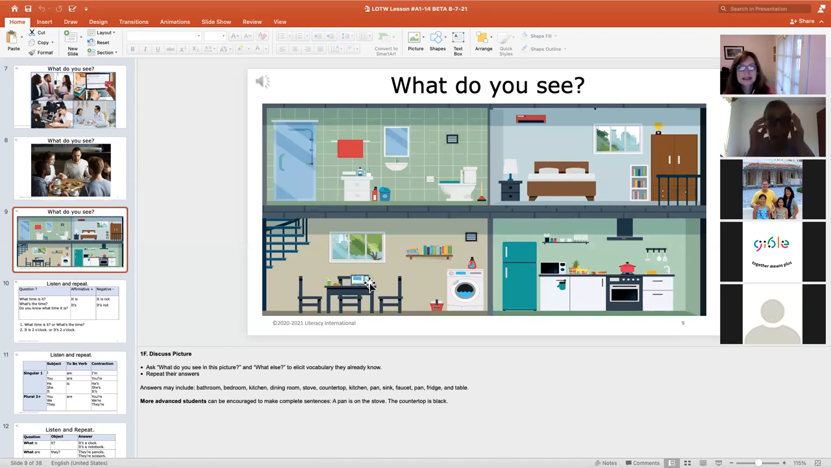So as you go through these lessons, it's just to refresh students' memories, and they may have questions and say, oh, I forgot, what is the name of this thing? And you can say, oh, this is a refrigerator. Can everybody say refrigerator? And you can practice those words.